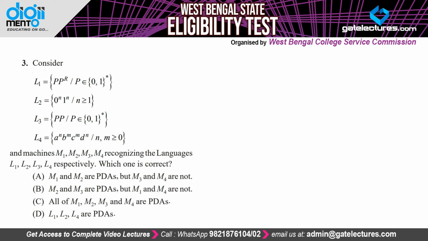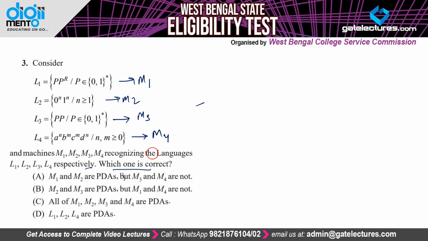Out of these languages we have machines. For the language L1 we have machine M1. For the second language we have machine M2. For the third language we have machine M3, and for the fourth language we have machine M4. They are saying the machines recognize the languages L1, L2, L3 and L4 respectively.